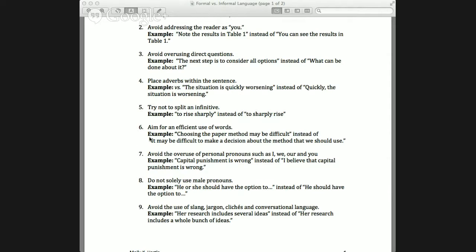That said, you might find that you enjoy stylistically, like, well, this might be a way of pontificating or leaving room for doubt to say it may be difficult. But even still, there's a simpler way to say to make a decision about the method that we should use, right? It could just be summed up with the word choose. So we're aiming for an efficient use of words.